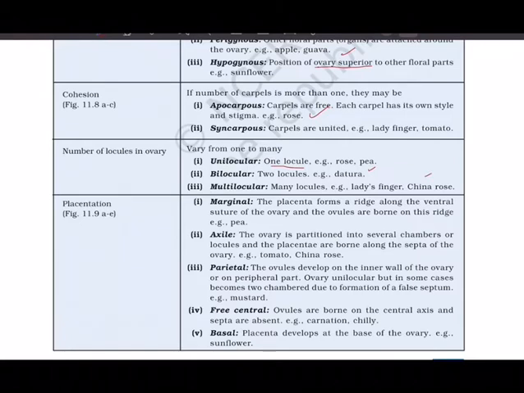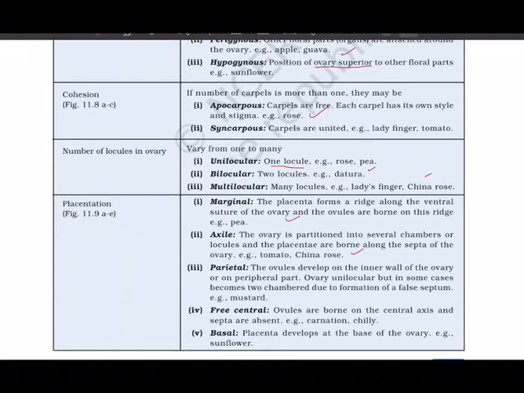Then finally, placentation. Placentation is the way the ovules are attached to the walls of the ovary. So marginal placentation: the placenta forms a ridge along the ventral suture of the ovary and the ovules are borne on this ridge. Axial placentation: the ovary is partitioned into several chambers or locules and the placentae are borne along the septa of the ovary, like in tomato and China rose.